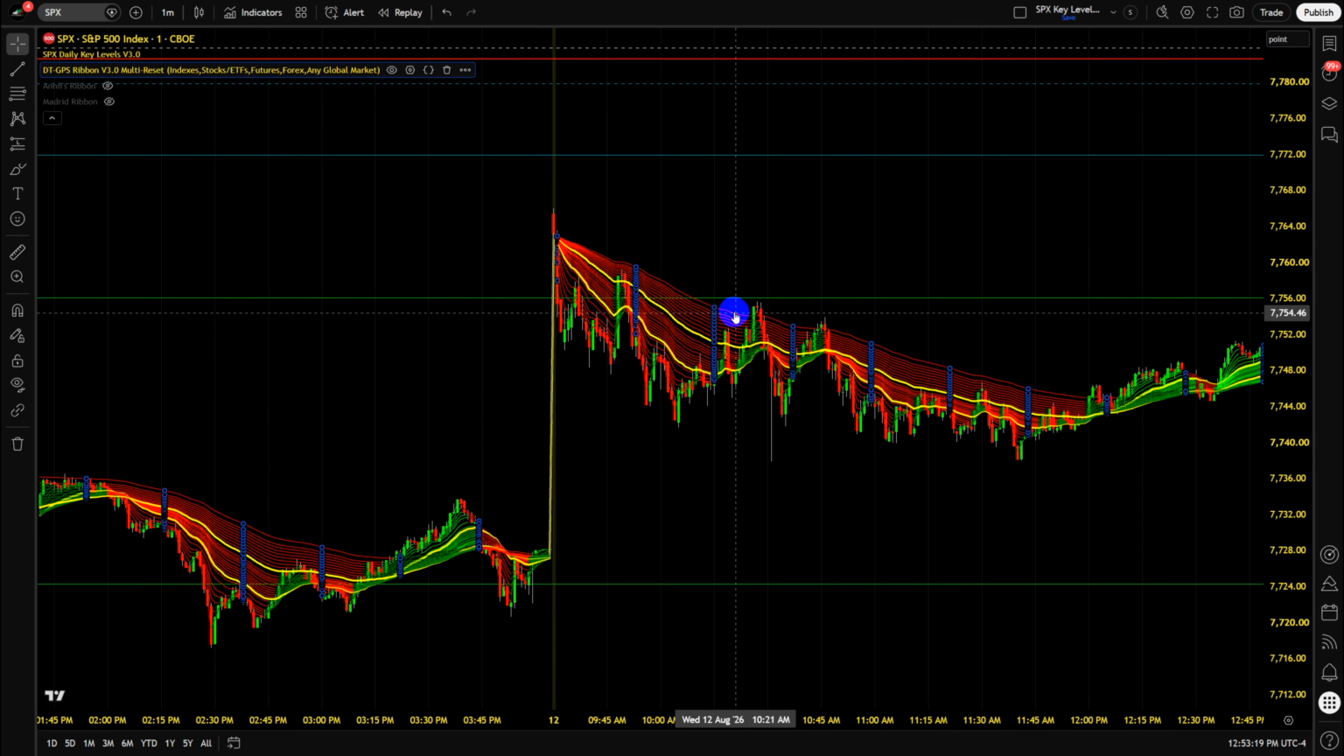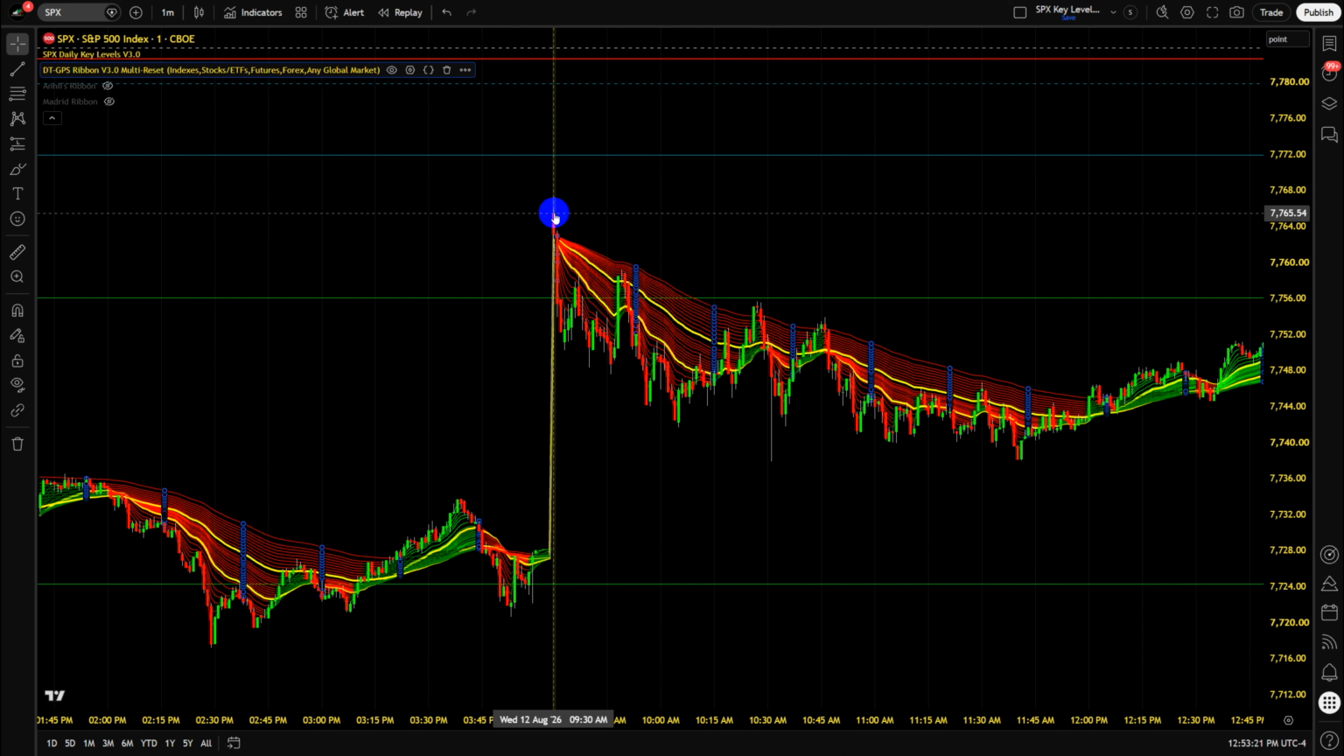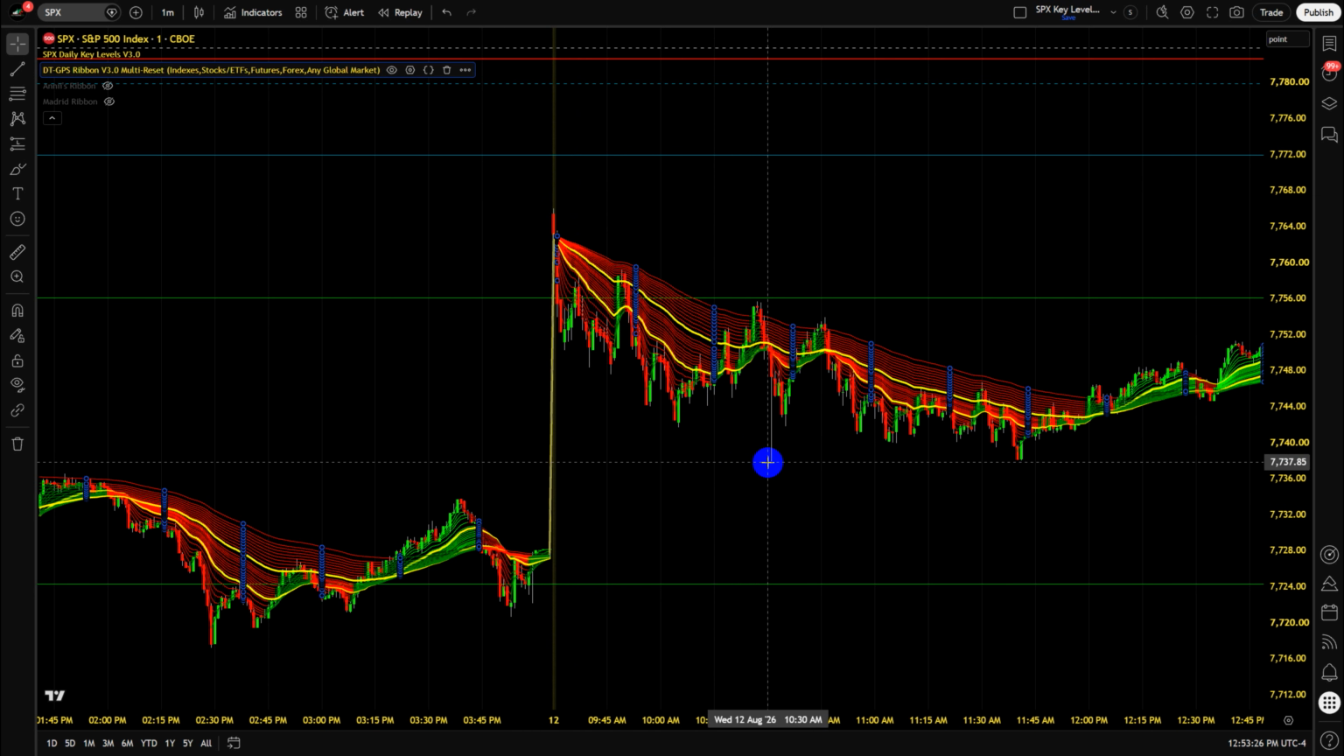Versus if you have the reset on, then you're seeing bearish momentum right off the bat. And as you can see here, we sold all the way from 75.65 all the way down here to about 77.37 or so.